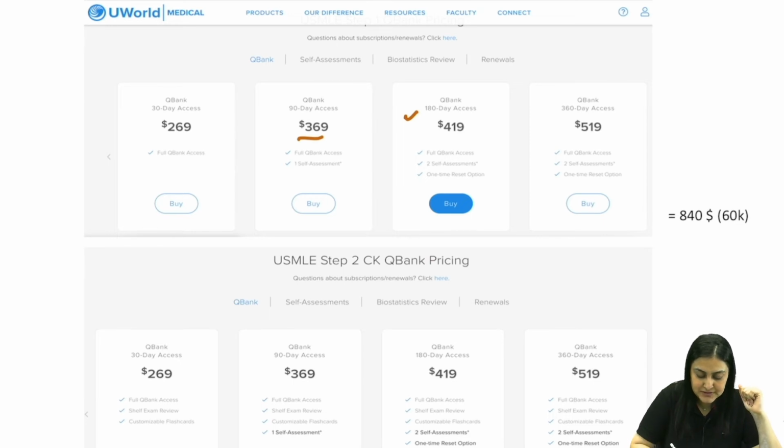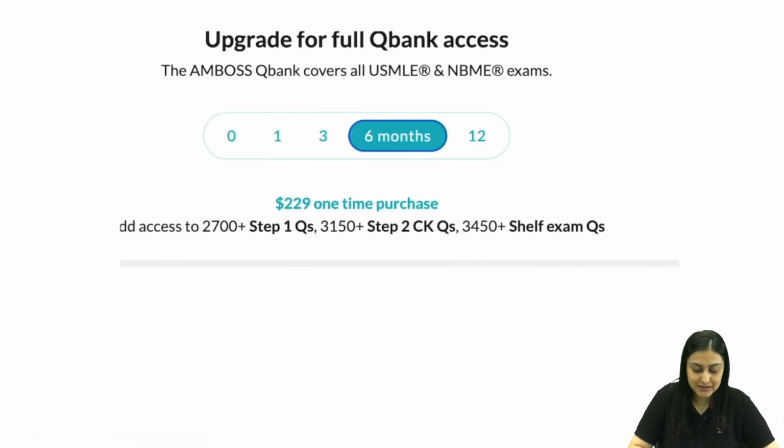So 6 months basically will cost you $419, with similar pricing for the Step 2 question bank also. So this also amounts to around 60,000 rupees, right? If you look at the total investment in terms of the exam fees plus the question bank, it's going to go somewhere around 2 lakhs of Indian rupees, right? So that is something that you can have in mind.